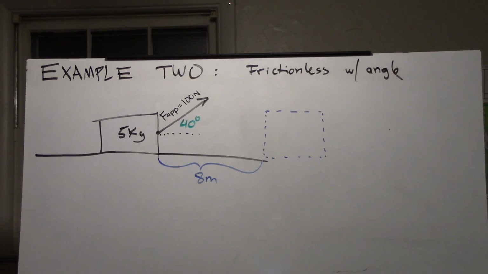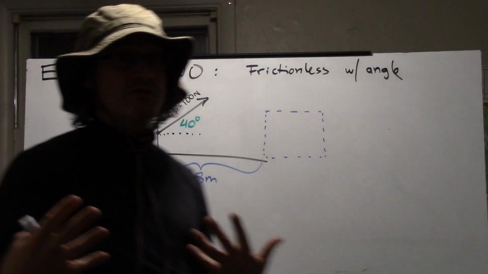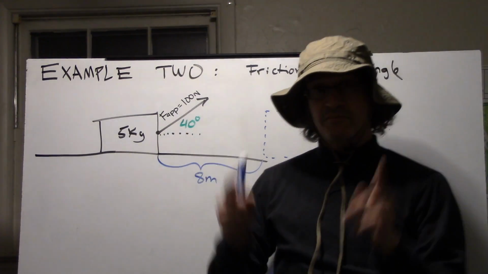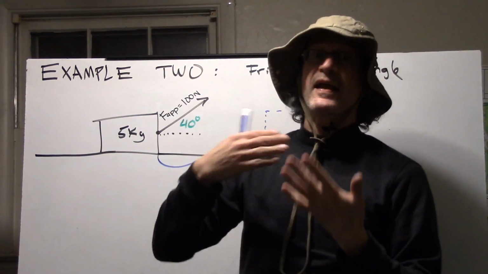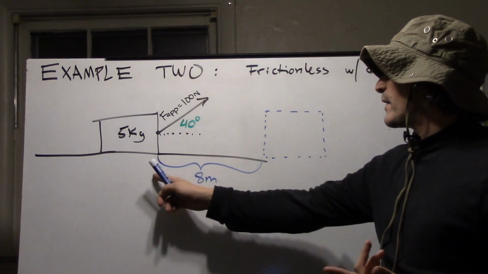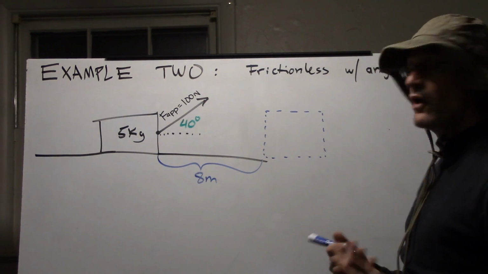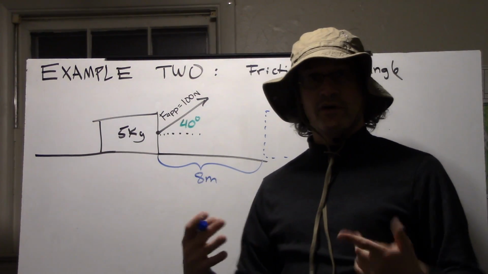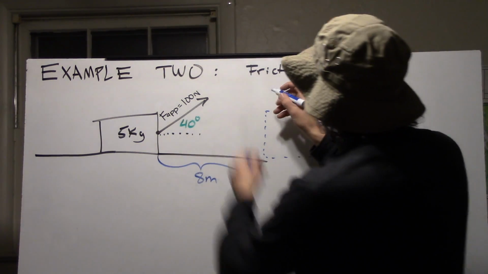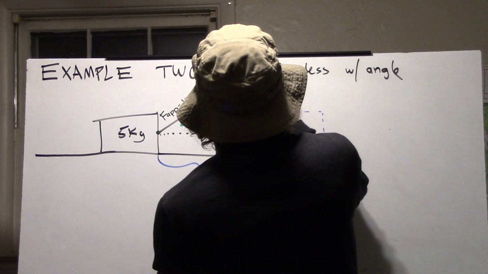Example 2, frictionless, but with an angle. Our situation is very similar to what it was before. We have our 5 kilogram crate of kittens. This time, it's pulled with the same force applied, but at an angle of 40 degrees with respect to the horizontal. The displacement of this crate will be the same, 8 meters. So again, we want to determine how much work was performed on this crate by this force. Okay, again, important to establish the coordinate system, positive x, positive y.